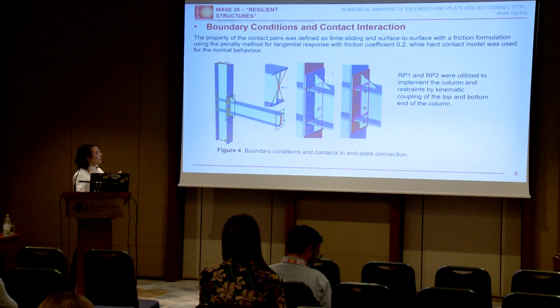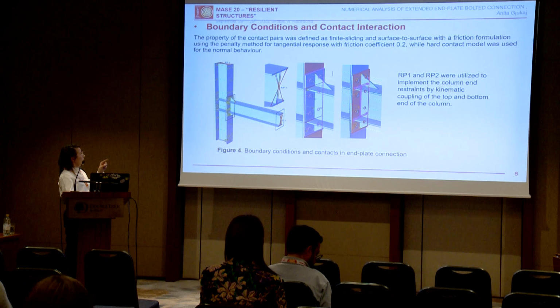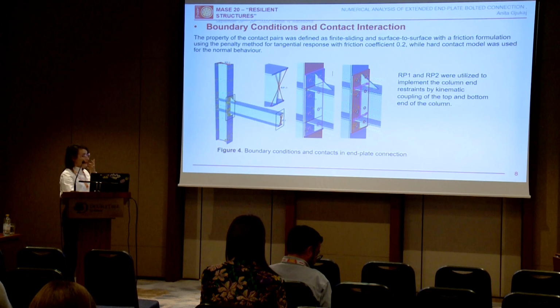Reference point 1 and point 2 were utilized to implement the column end restraints by kinematic coupling at the top and the bottom end of the column, while reference point 3 was used to apply the load displacement, the load that we will see later in the diagram.